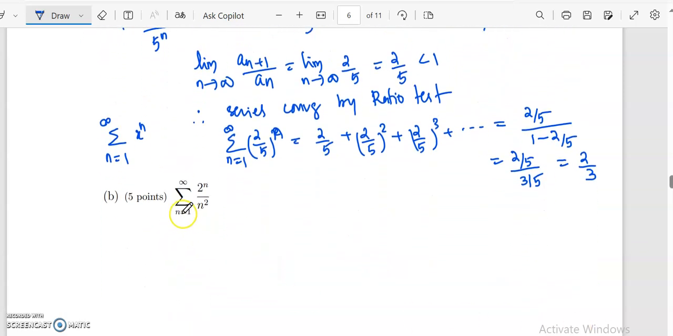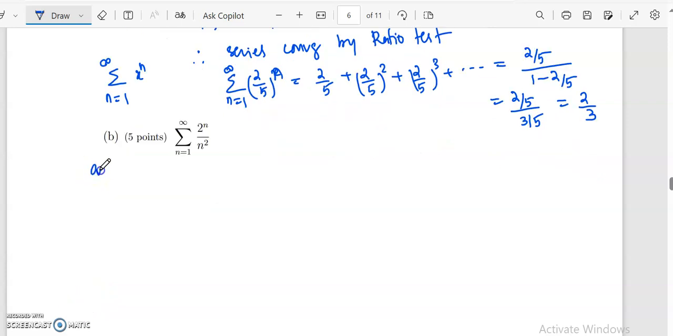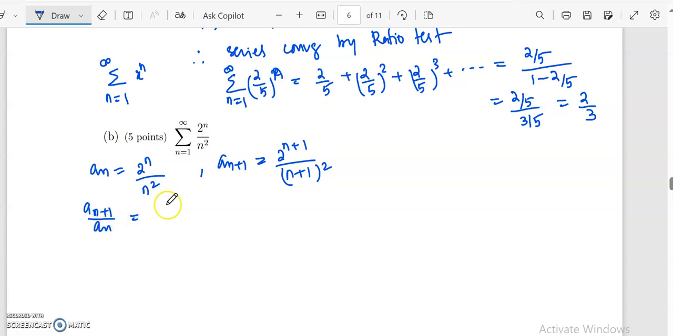So we will get 2 by 3 as the sum. And summation n equal to 1 to infinity 2 raised to n by n square. So if we take a_n will be 2 raised to n by n square, and a_(n+1) will be 2 raised to n plus 1 by (n plus 1) whole square. So a_(n+1) by a_n will be 2 raised to n plus 1 by (n plus 1) whole square by a_n. So we will get n square by 2 raised to n. So we will get 2 into n square by (n plus 1) whole square.